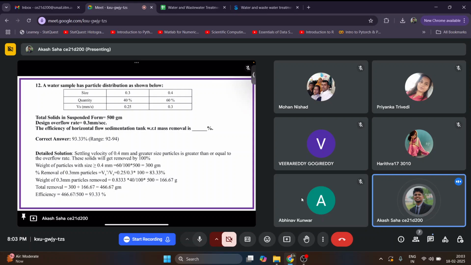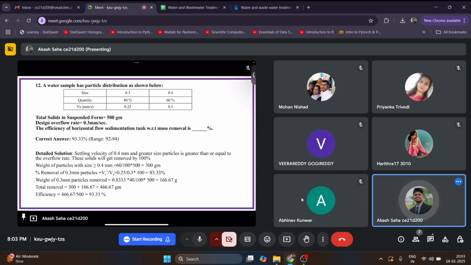So how much of the particles are present of 0.4 size? It is 60%. 60% of what? 500 grams. So 60% of 500 grams will be equal to 300 grams. So out of 500 grams, 300 grams will definitely get settled in the system. So this was about the particles of 0.4 mm size.